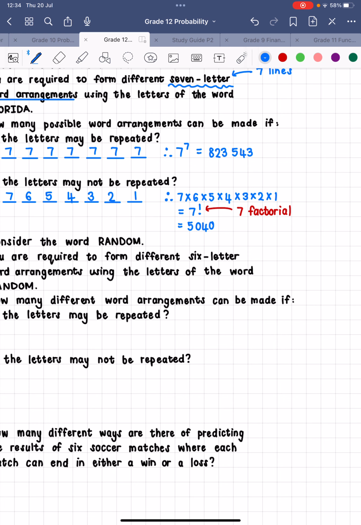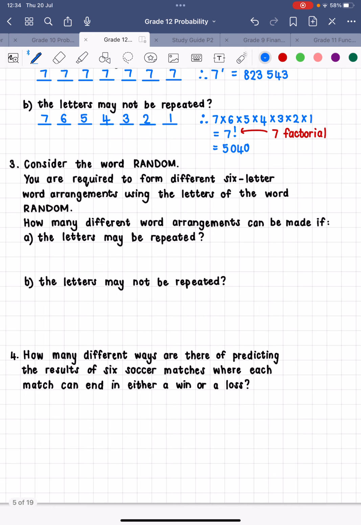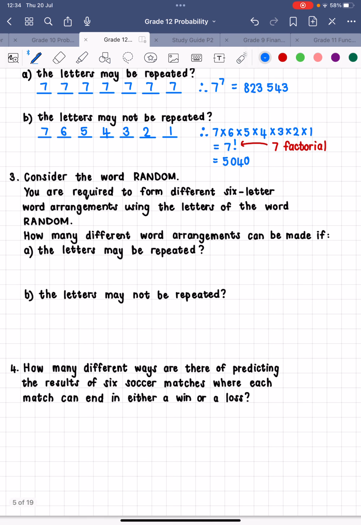Okay, any questions on that one, guys? All right, do the next one on your own quickly, please. It's the same type of situation. We are now working with the word random, which is 6 letters, and we are required to form different 6-letter word arrangements. So because of this, we are going to do 6 lines. Again, if you can do it without the lines, fine. If you're a bit unsure, draw the lines. In each slot, you're going to fill in how many options there are for that letter, for that slot.